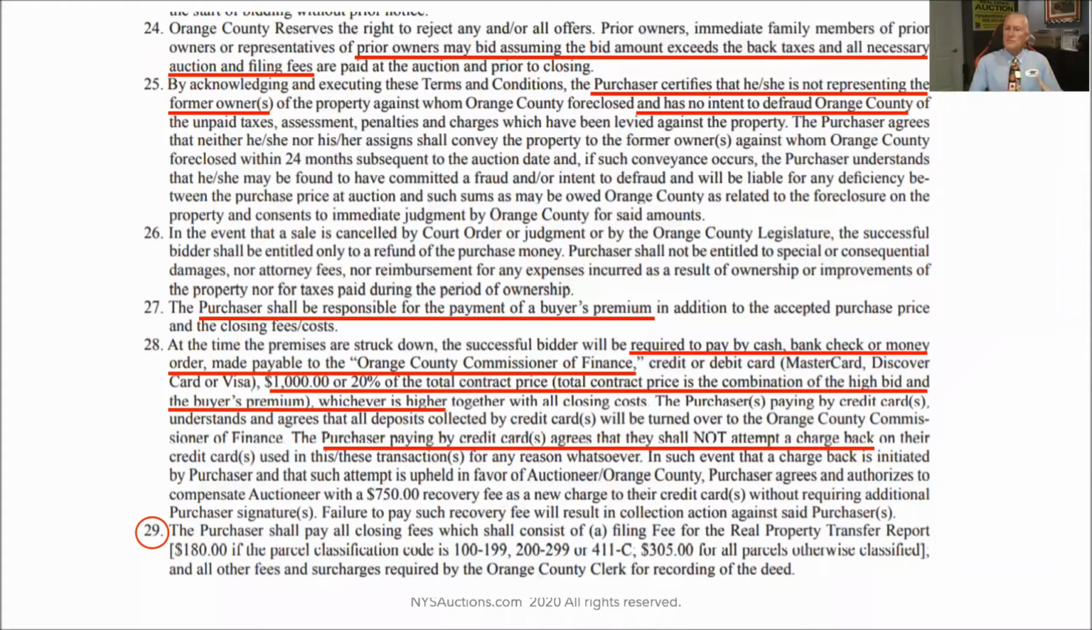There's a specific amount that's due. Here in Orange County, they're telling you 1,000 or 20% of what they call the contract price. The contract price is the bid amount plus the commission. Then you're going to need either 1,000 or 20% of that amount. I'll show you an example in just a minute. And that has to be immediately upon bidding. So that's important. Make sure that you're good to go.